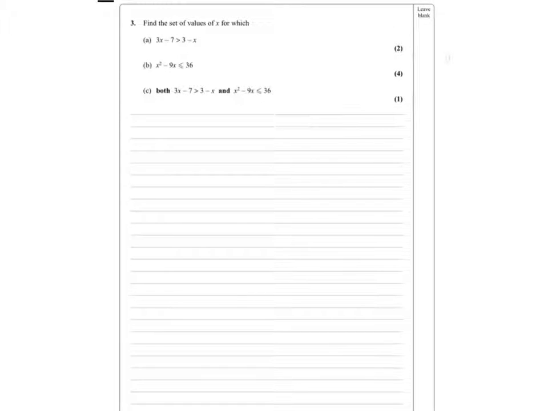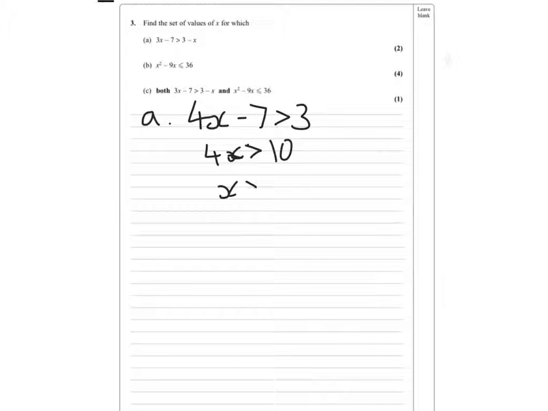Okay, question 3. Well, the first question is ridiculously easy. Again, balance both sides. Remember, it's minus x minus 7. So there's my first line of workings, and then 4x. Oops, 4x is greater than 10. Right, simplify that. Divide by 4. X is greater than 2.5.